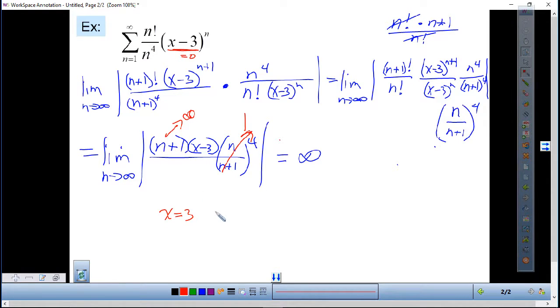So x equals 3 is the only value that the series does not diverge. And it actually converges to 0, a sum of 0, because all we're adding is 0, 0, 0, 0, 0. But that's the only case where the thing is not going to diverge. Every other value of x, the thing is going to diverge.